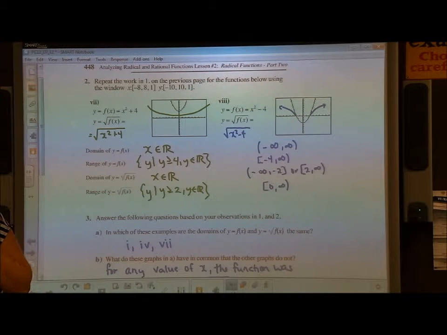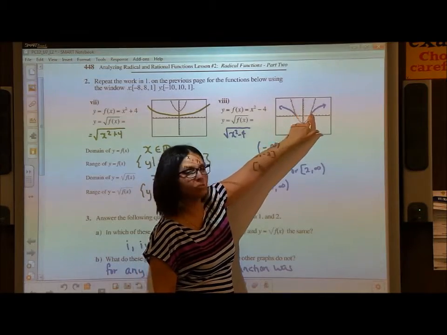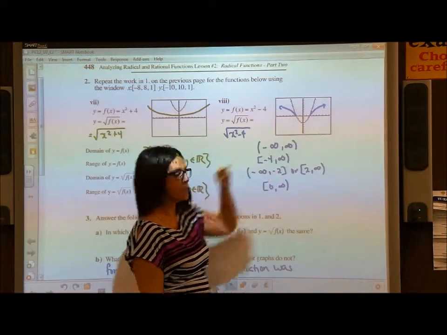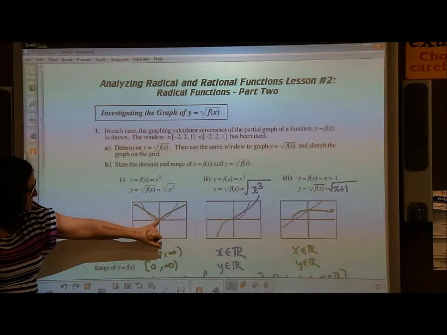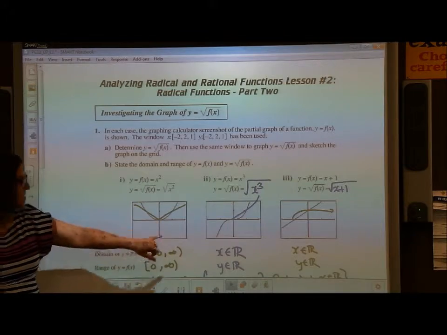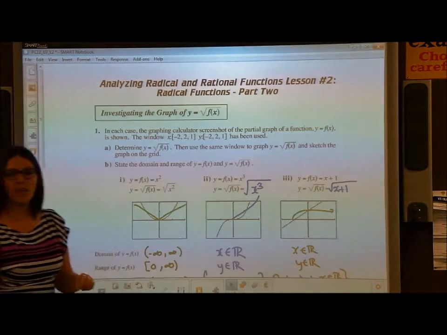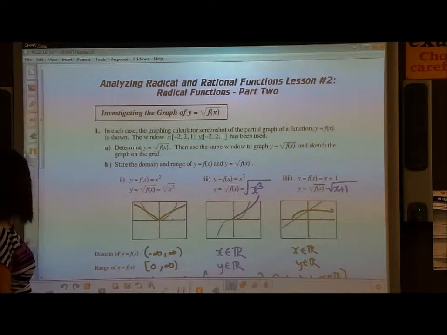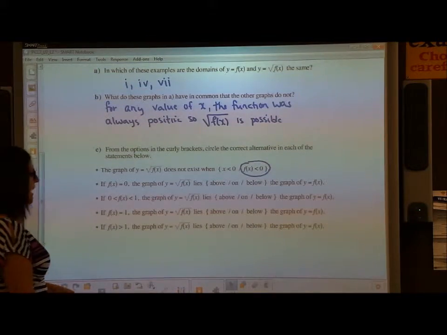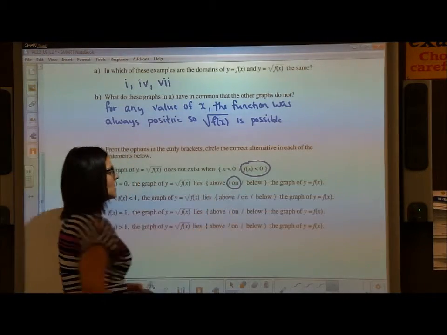So in this case here, f of x is equal to 0. The square root is also in the same place. If I go back to the previous page, this is where f of x is equal to 0, and that's where the other function starts. This is where it's equal to 0. This is where it's equal to 0. So is it above, on, or below? It's on. Because when f of x equals 0, the square root of 0 is going to be 0. So it's going to lie on the graph.